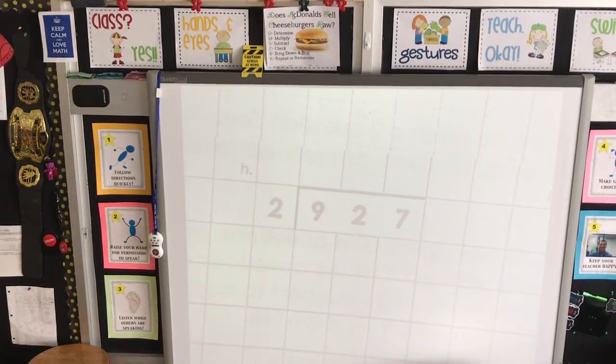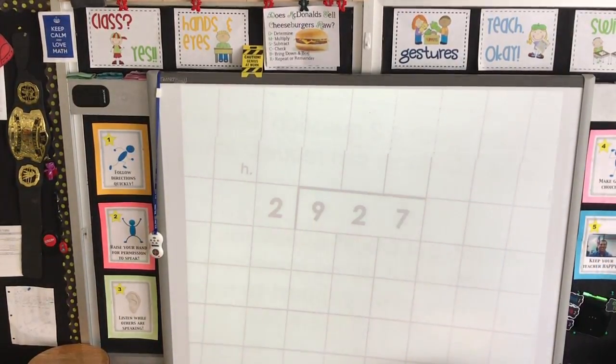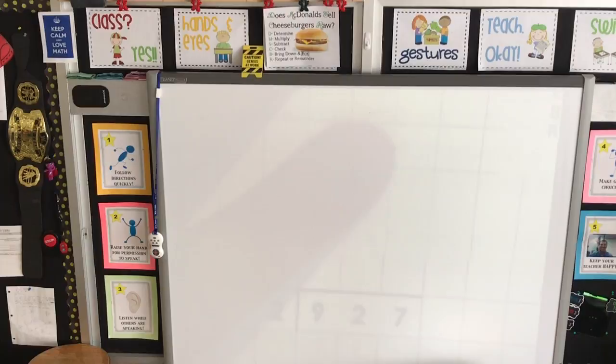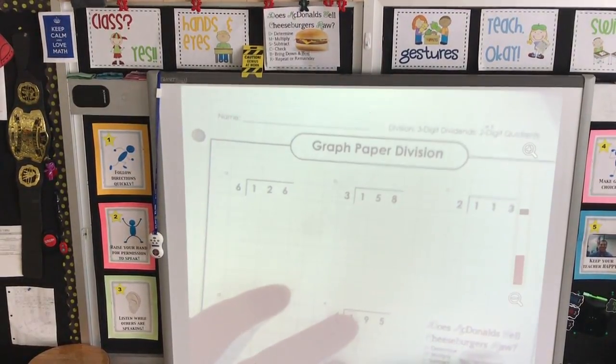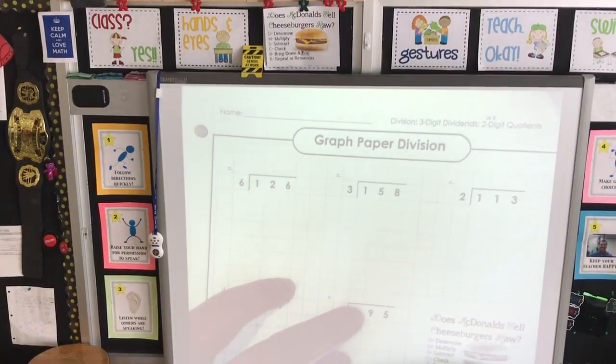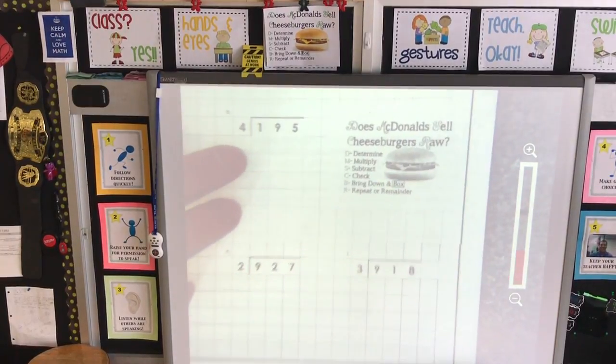All right, here is your graph paper division. The first one in your packet that looks like this says division, 3-digit dividends, 2 or 3-digit quotients. Okay? Here's your McDonald's stuff.